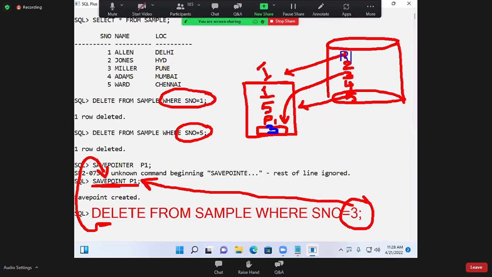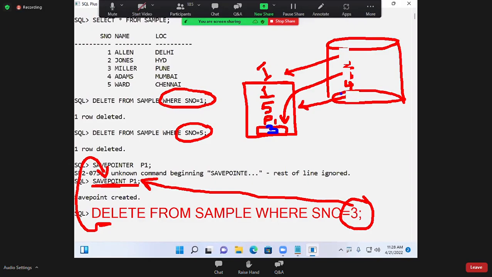So finally, what happened? 1 is not there. The next one, 3, was not there in my database. And the next one, 5, is not there in my database.